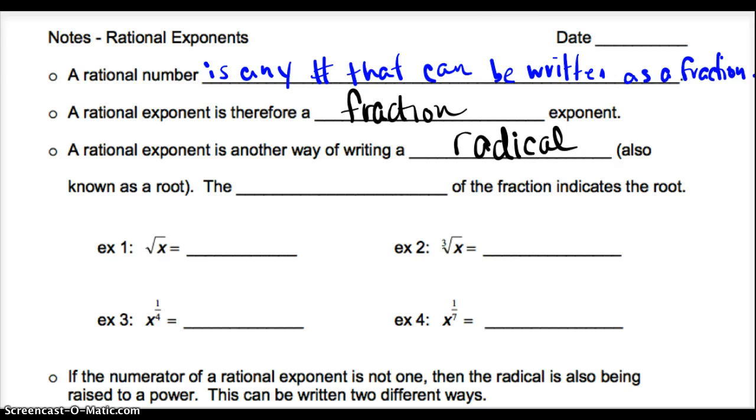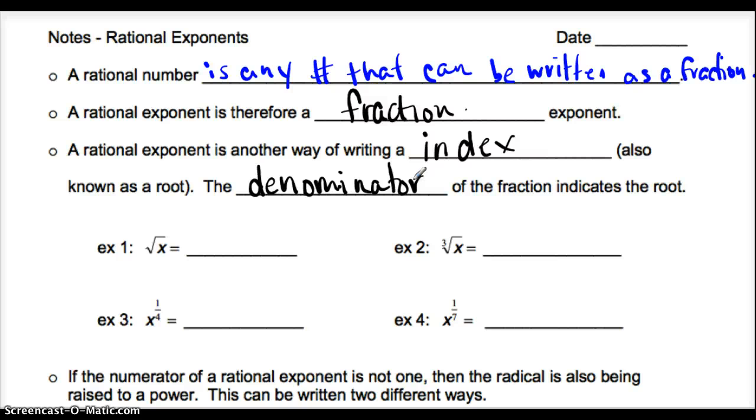No, that's not right. Sorry, that would work, but I wanted to write an index number. It's the index number because what did I tell you? A 4 as an index is called a fourth root. The blank of the fraction indicates the root. You're not going to know that blank, but it's the denominator. The denominator of the fraction indicates the root.